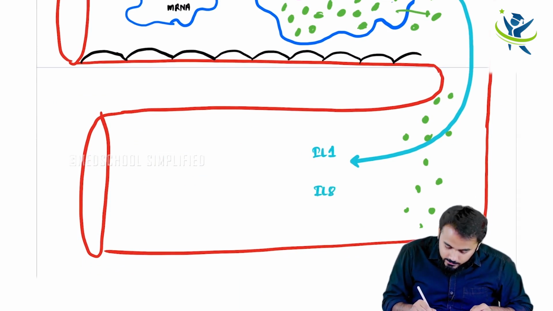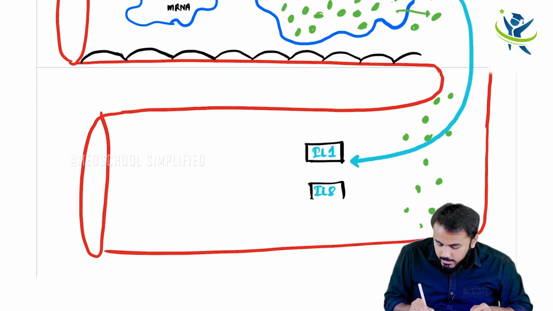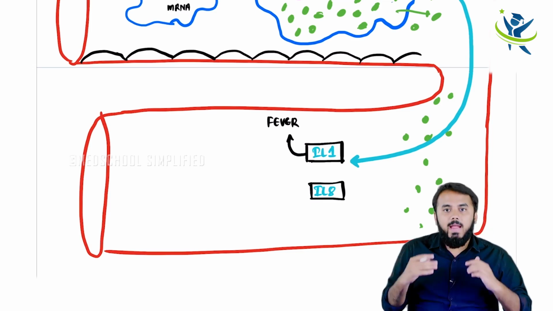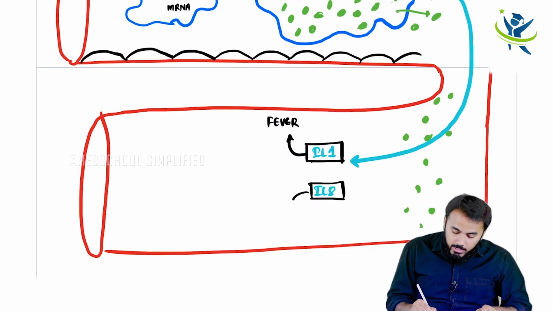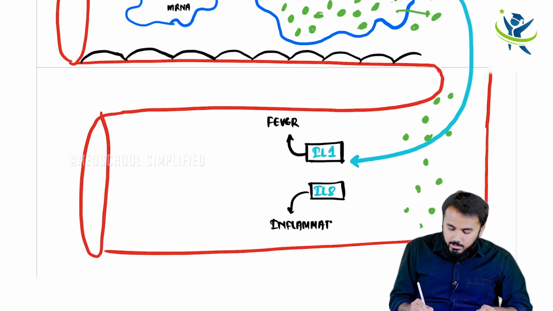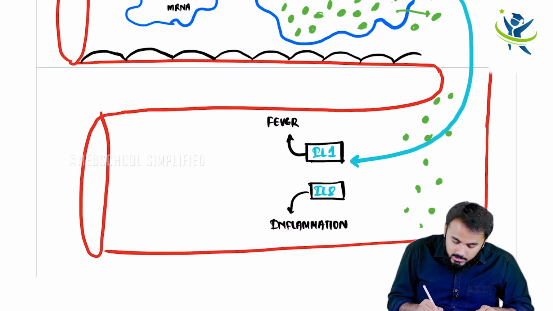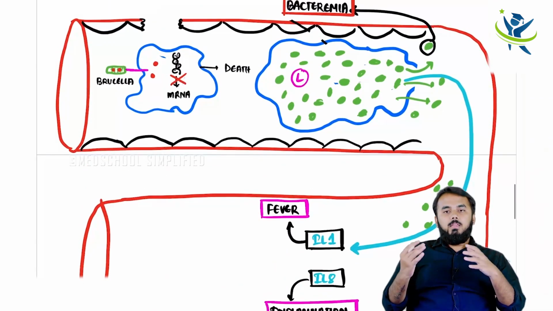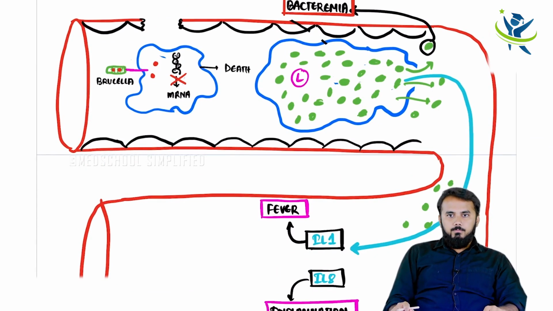Now can anyone guess what are the functions of interleukin 1 and interleukin 8, guys? Interleukin 1 is responsible to cause fever. That is why whenever there is bacteria in your body, you have fever. And interleukin 8 is responsible to cause inflammation. So two important things: the fever part and the inflammatory part. These are happening because of our immune cells, the macrophages. In this way, your macrophages are alerting you that there is something bad going on. You have fever, you have excess inflammation. Now go to the hospital, get some antibiotics, right?